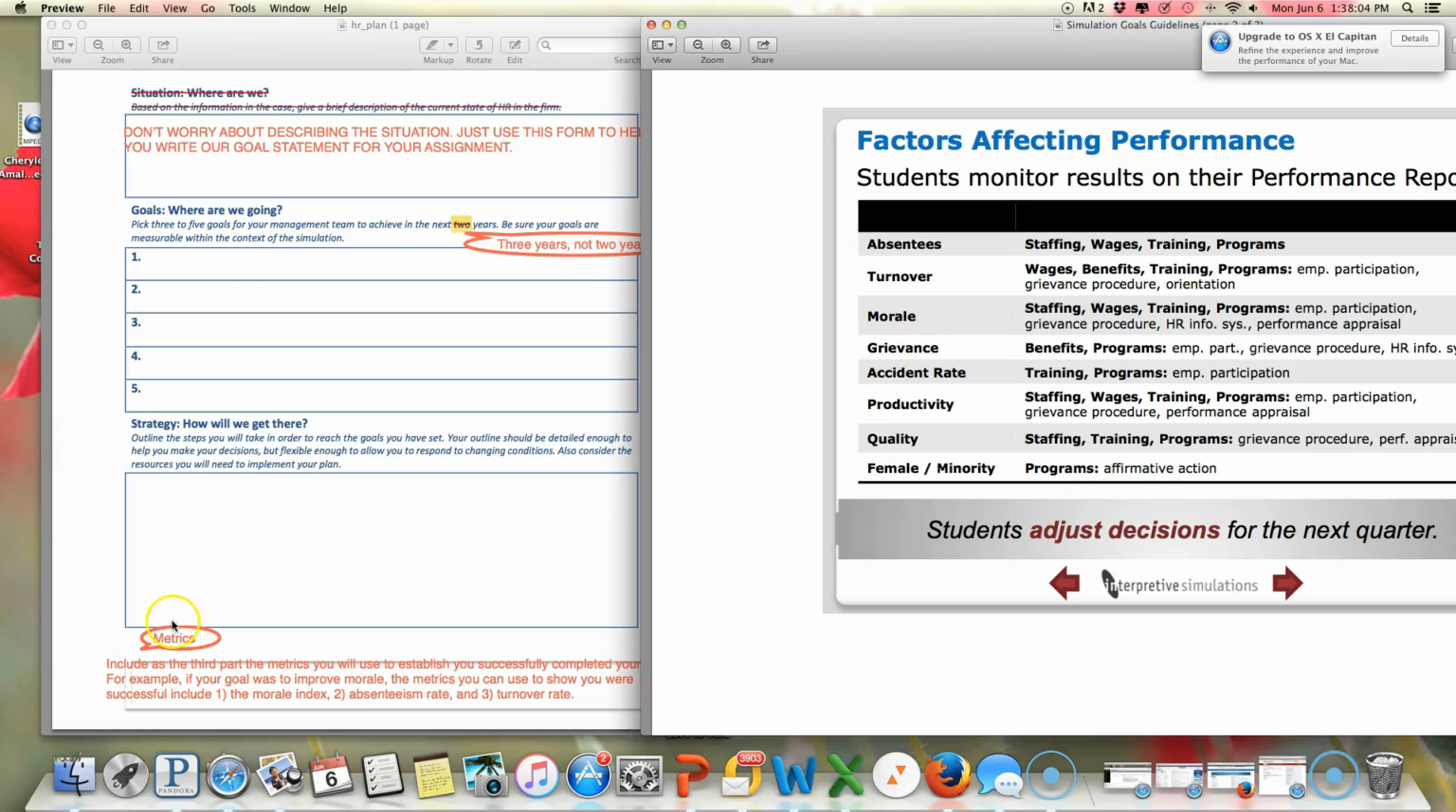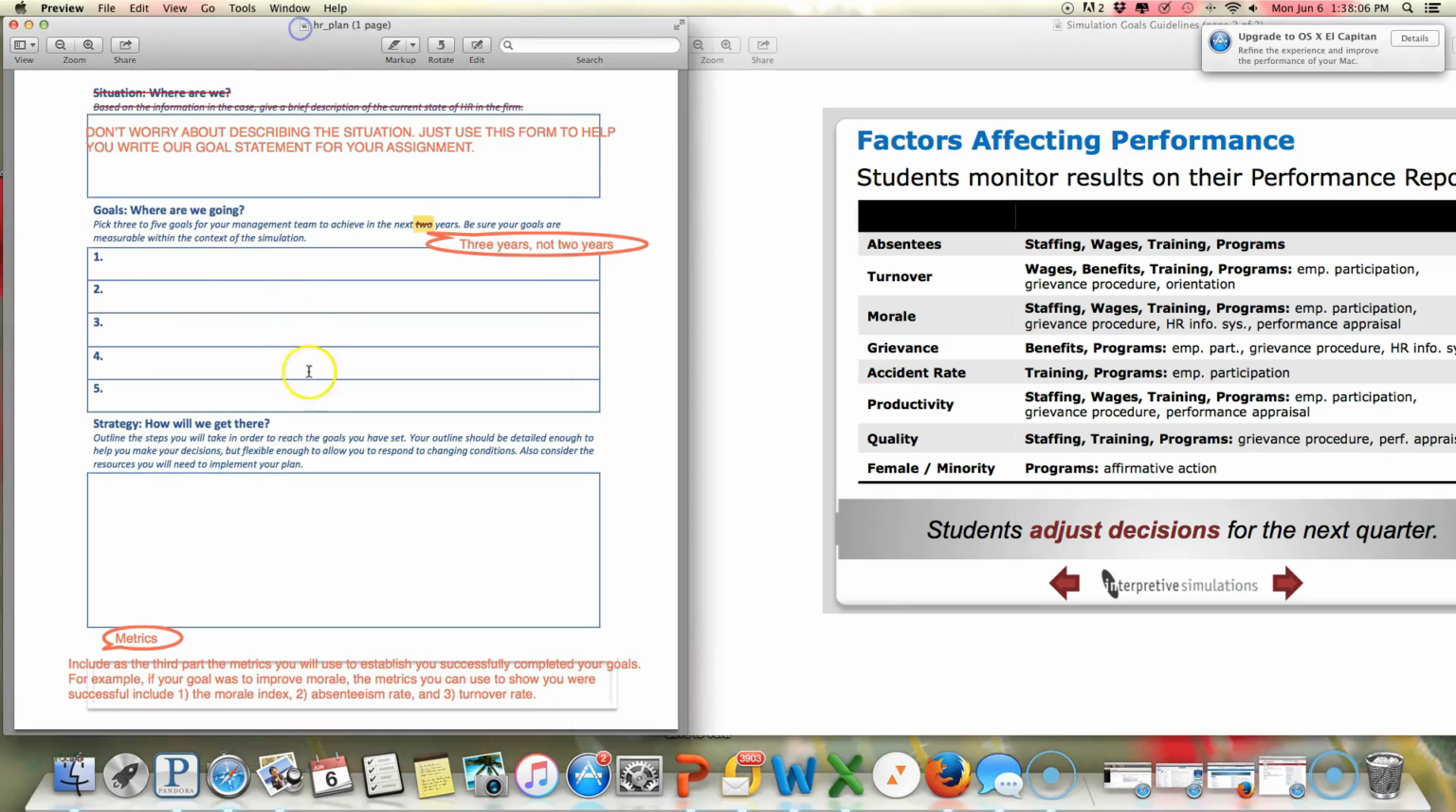And so if you look back here on this HR plan, which is just a sample plan that you can use, it's just a worksheet for you to work through. You don't have to hand this in. The third part, as it says here, the metrics, is to establish how you successfully achieved your goals. If your goal was to improve morale, the metrics you would use would be the morale index, absenteeism rate, and turnover rate, just as I just said.